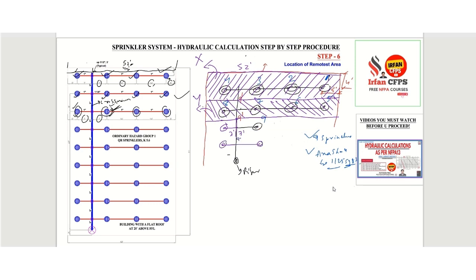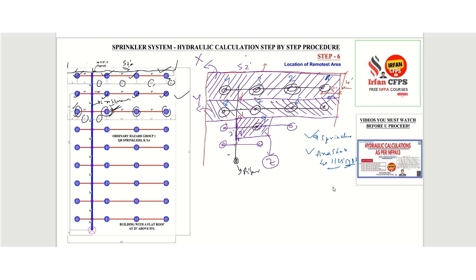So this distance is 9 feet. So we'll consider half of this. So here half and here half. Now here also you have a sprinkler. So till 7 feet only we'll consider. So we'll hatch this portion as well. We'll make this Z.